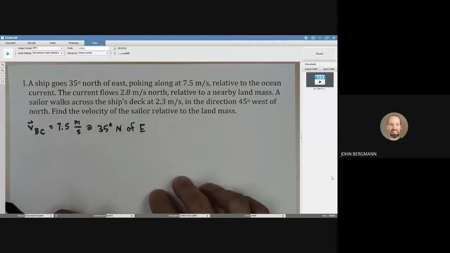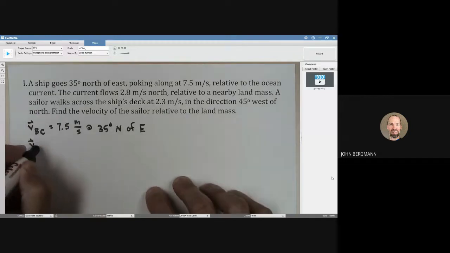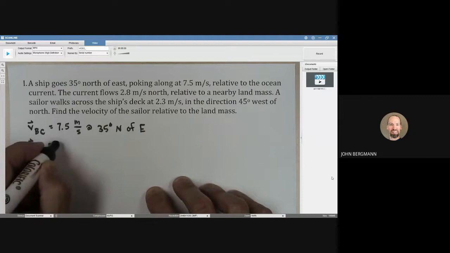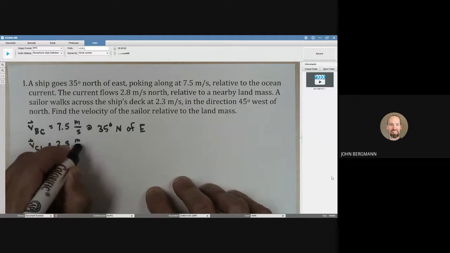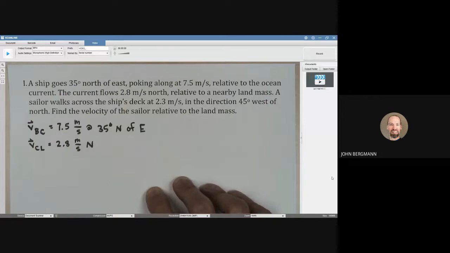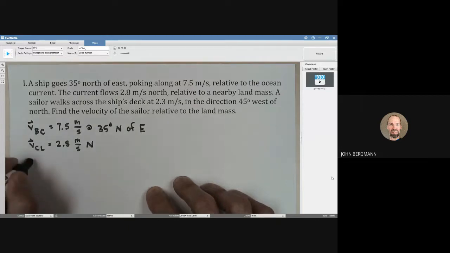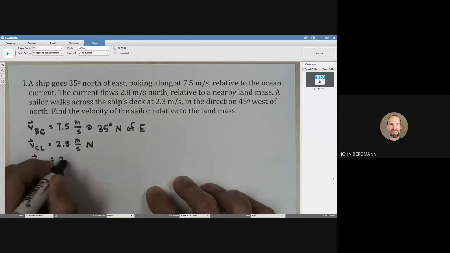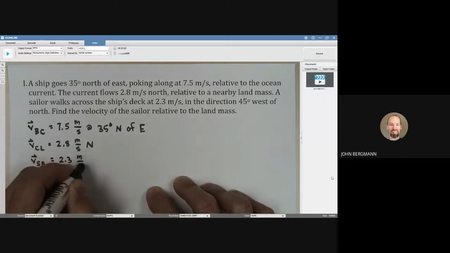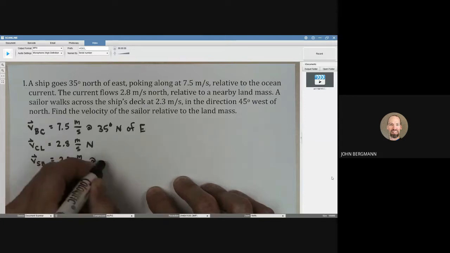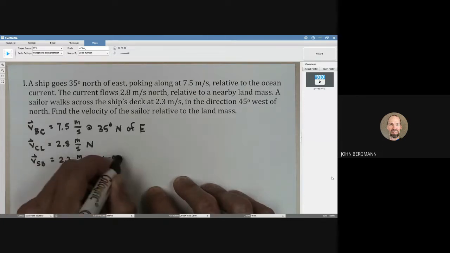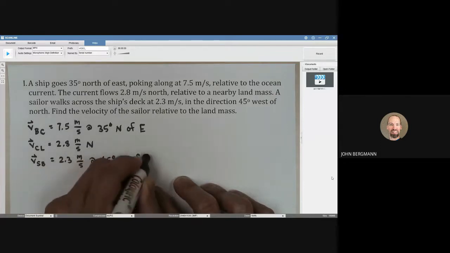The current flows 2.8 meters per second north relative to a nearby landmass. The velocity of the current relative to the land is 2.8 meters per second north. A sailor walks across the ship's deck at 2.3 meters per second in the direction 45 degrees west of north. The velocity of the sailor relative to the boat is 2.3 meters per second at 45 degrees west of north.